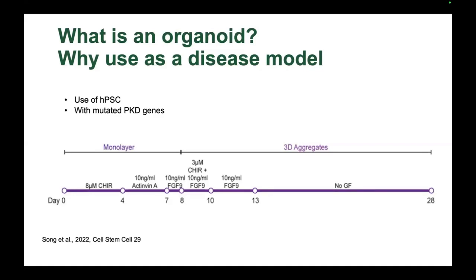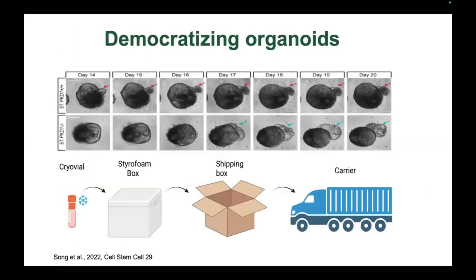Now you have the continuation of these renal tubules and renal vesicles, and then the formation of nephrogenesis. So now we are getting to the process of actually making a true kidney with podocytes. And this protocol has been optimized from previous organoid developers such as Dr. Freeman. And so now I want to talk about how we democratize these organoids.